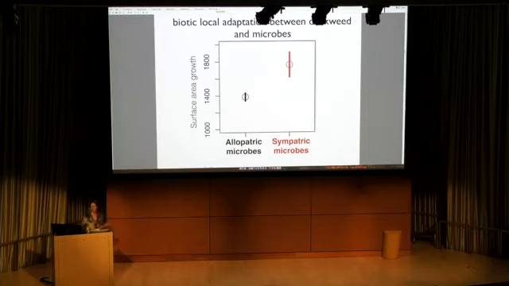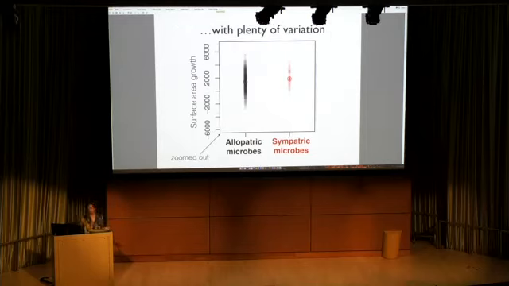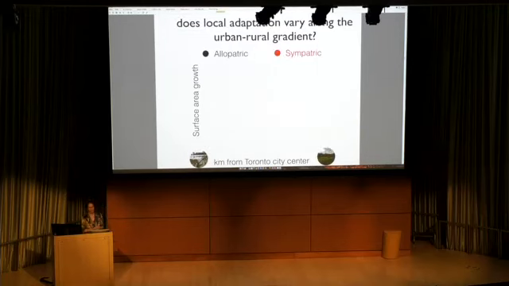I'm just going to zoom this plot out and show you what all of the data look like instead of just the mean and the standard deviation. So there's a lot of variation happening there. And we had this hypothesis for where some of this variation might come from, whether or not local adaptation is varying along this urban-rural gradient.